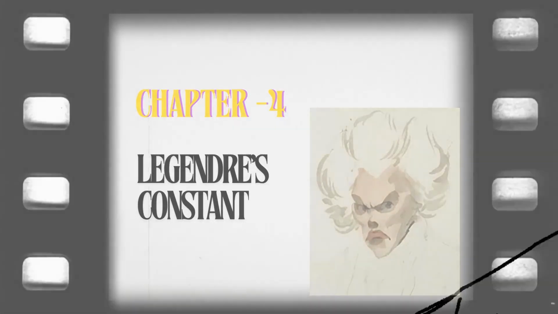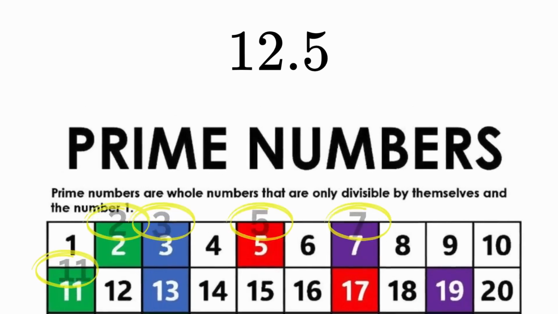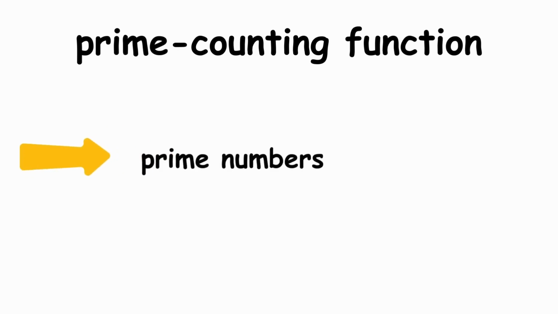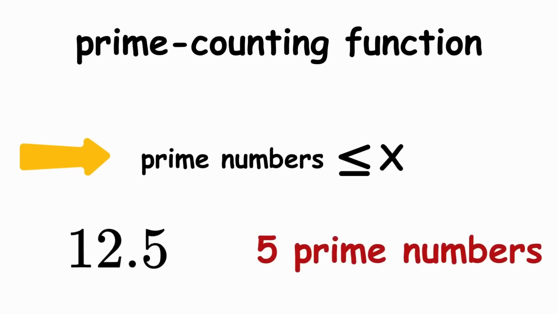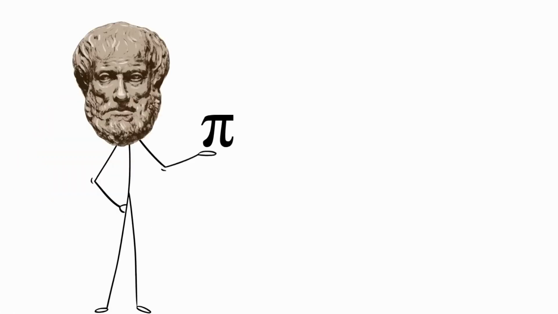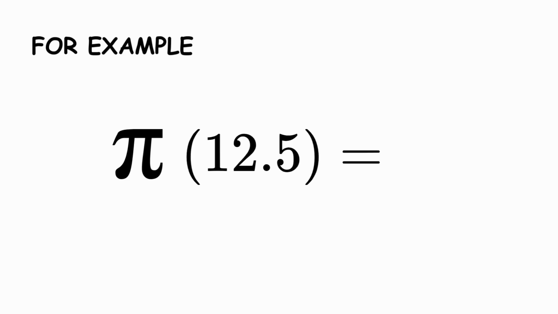Legendre's constant. Pick any real number you like, say 12.5. Now list out all the prime numbers less than or equal to that number, and count how many you have. In our case, those are 2, 3, 5, 7, and 11, so that's 5 prime numbers. The prime counting function, as the name suggests, counts how many prime numbers are less than or equal to a given number. For us, we started with 12.5 and got 5. The function is denoted by the Greek letter pi, for prime, and no relation to the number pi. So we would say, for example, that pi of 12.5 equals 5.